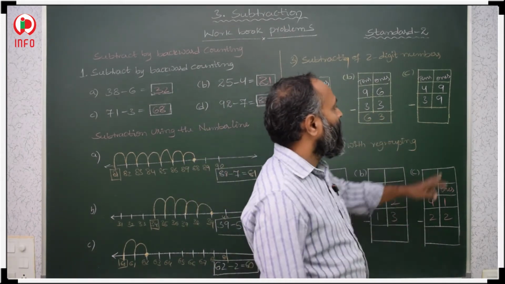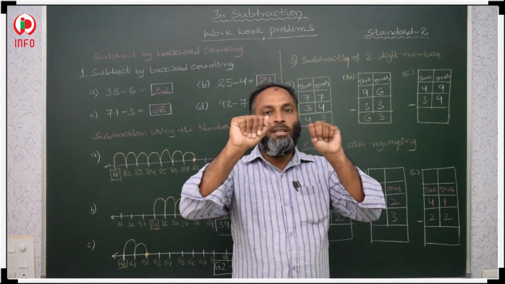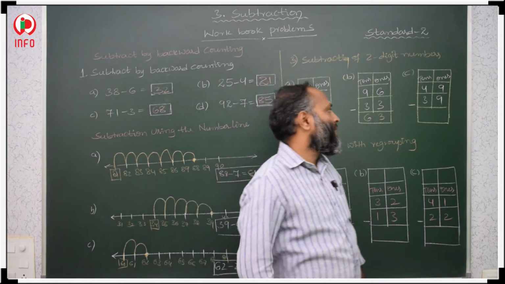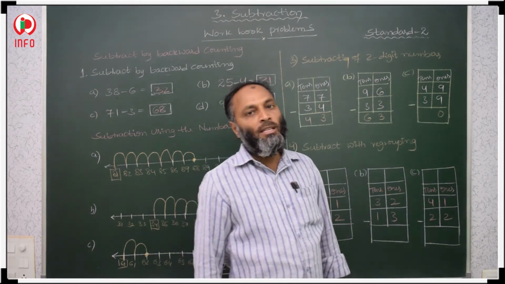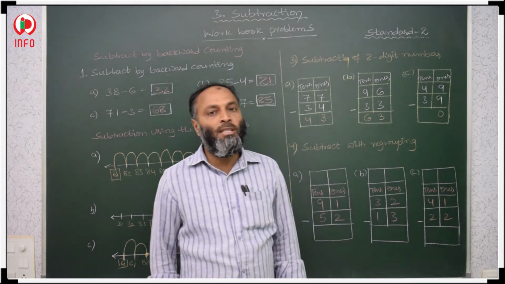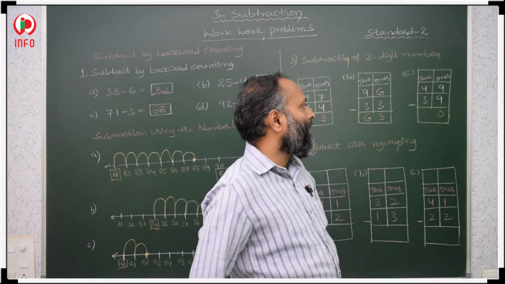Here, 9 minus 9. Same number minus same number. 9 minus 9 is 0. According to our rule, if the same number is subtracted from the same number, the answer is 0. So the answer will be 0.